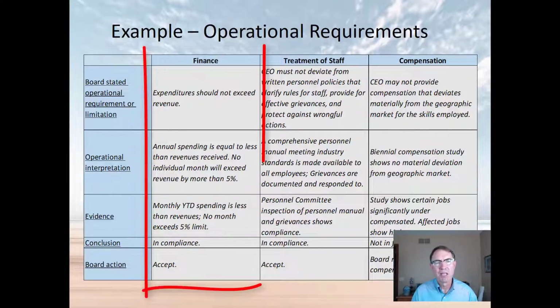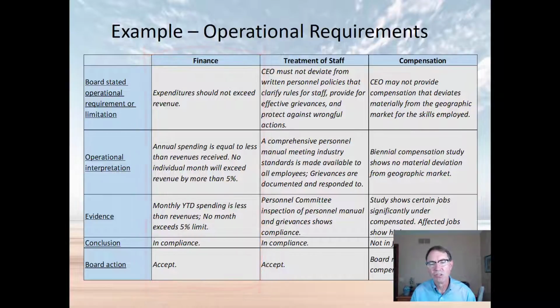The board might state that expenditure should not exceed revenue. The operational interpretation might be annual spending is equal to or less than revenues received, and no individual month will exceed revenue by more than 5%. So recognizing there's some fluctuation, but at the end of the year, things need to balance. The evidence on, say, a monthly report is monthly year-to-date spending is less than revenues. No month exceeds the 5% limit. The organization's in compliance, and things are good. You accept the report.